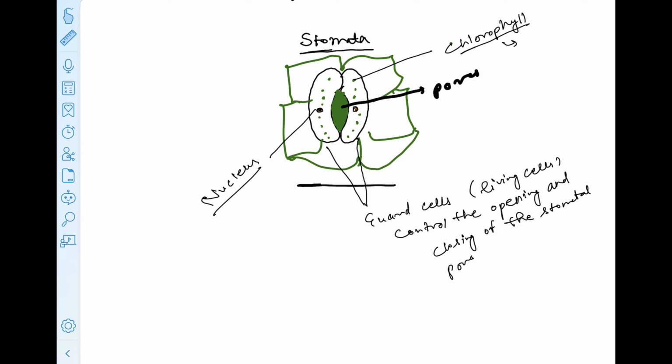We know plants get CO2 from outside or from air. So when plants need CO2, these pores get open, or we can say that the guard cells open themselves and this pore looks like this. It gets swollen. When CO2 gets in, oxygen has to get out.